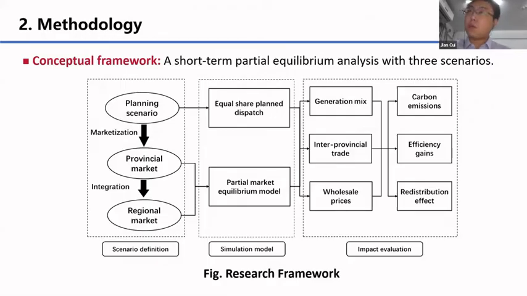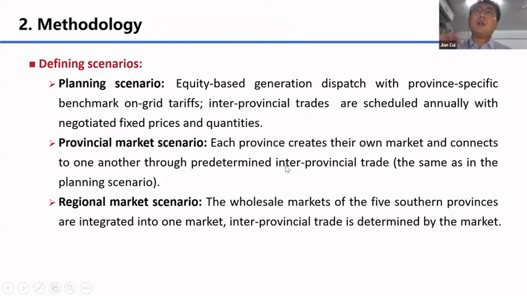This figure is our research framework. First, we define three scenarios. The planning scenario is a counterfactual no-reform scenario, and the provincial and regional markets are market reform at different levels of marketization and integration. Based on the scenarios, we can use the simulation model to calculate the generation mix, the interprovincial trade, and the wholesale price in the three scenarios. Based on this result, we can further evaluate the carbon emissions, the efficiency gains, and the welfare change between consumers and producers and among the provinces. So here is the detailed definition of the three scenarios.